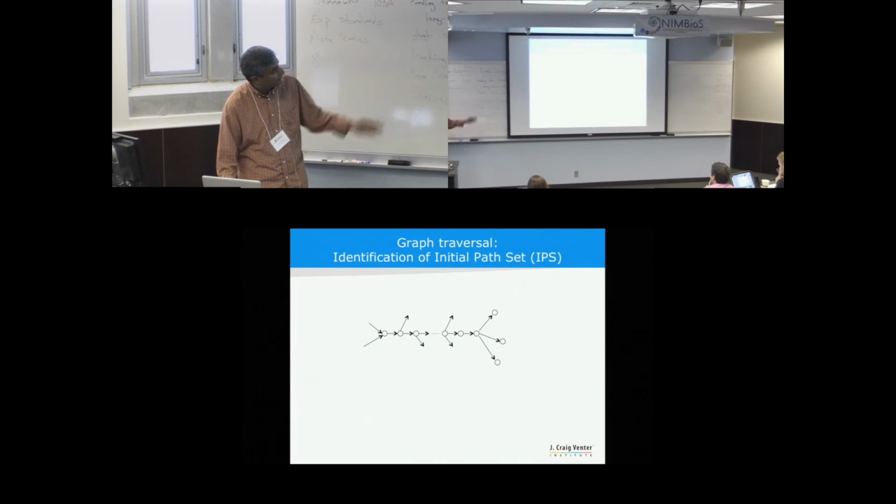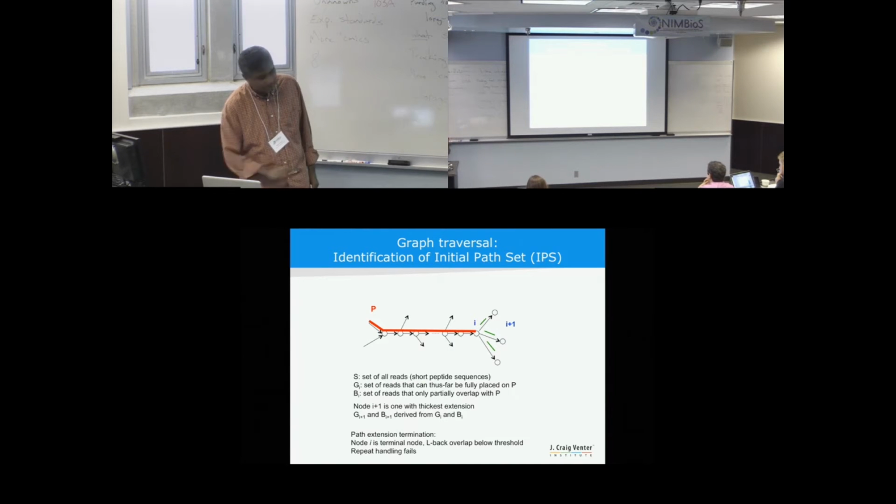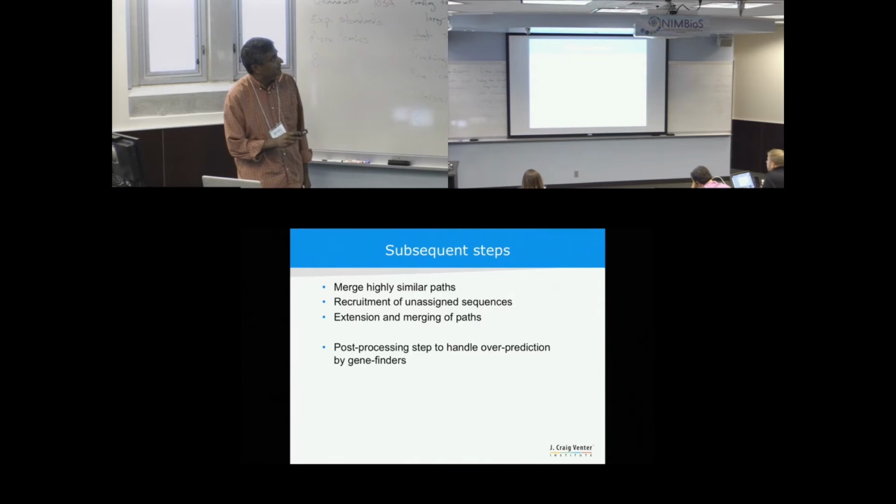And just to give you a flavor of what this is, suppose this is your graph, and this is the path that you've traversed thus far. The way we look for the next jump is this notion of what's called a thickest extension. That is, you're here, and you look for reads that overlap with this particular node and that have at least an L-back overlap. That is, there are reads that can be placed with an overlap of at least L here. We have a few steps that take care of things like repeats, a procedure for repeat handling, and some rules for when to stop your extension. Once we get this initial set of paths, we go through a series of steps to clean up your initial paths. We also have a post-processing step to handle overprediction by gene finders.